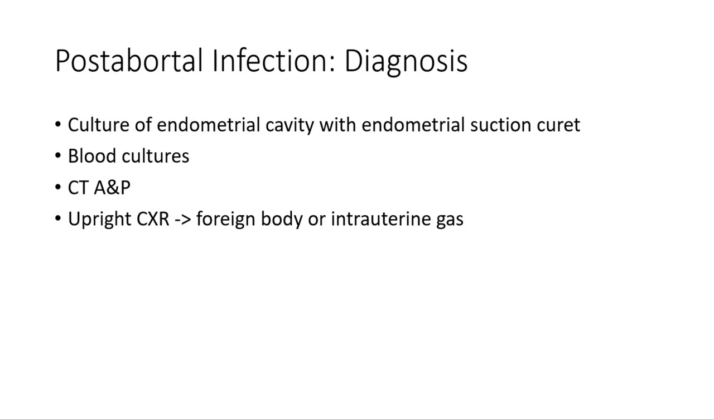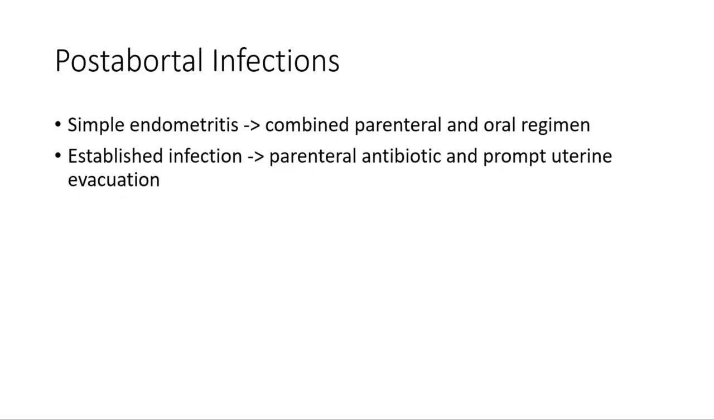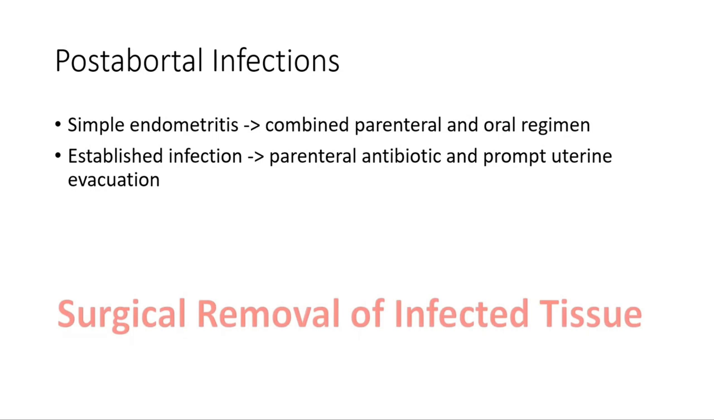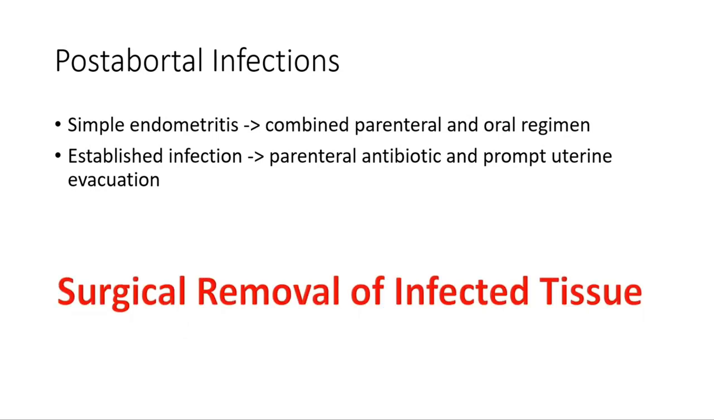Diagnosis, you can culture the endometrial cavity with an endometrial suction curette. I've not really seen one done yet because there would be contamination if you just directly insert a Q-tip. Blood cultures, CAT scans, and upright chest x-ray, you're looking for any sort of foreign bodies or intrauterine gas. So for simple infections, you can give them a one-time parenteral drug, and then if they're feeling well enough, they can go home on an oral regimen. For more established, deeper infection, patients not looking well, they need to be hospitalized for a parenteral antibiotic and prompt uterine evacuation. And always remove the infected tissue, drain the abscess, remove any leftover placental tissue from these women.